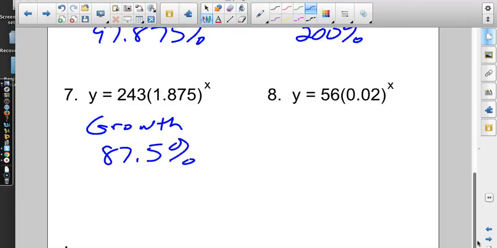Then is 8 growth or decay? Decay, and lots of it, because I had $1 to start off and now I only have 2 cents. How much did they take away? 98%.